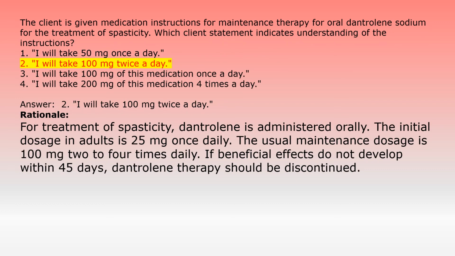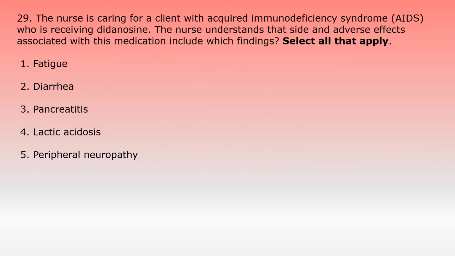Answer. 2. I will take 100 milligrams twice a day. Rationale. For treatment of spasticity, dantrolene is administered orally. The initial dosage in adults is 25 milligrams once daily. The usual maintenance dosage is 100 milligrams 2 to 4 times daily. If beneficial effects do not develop within 45 days, dantrolene therapy should be discontinued.